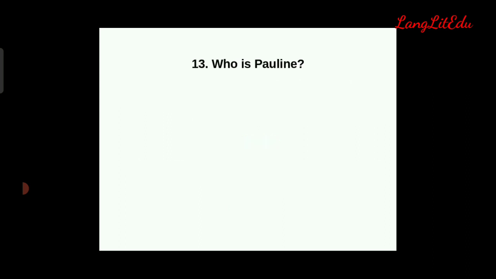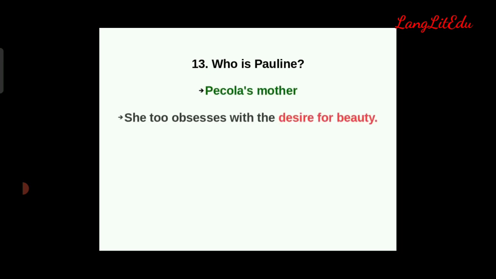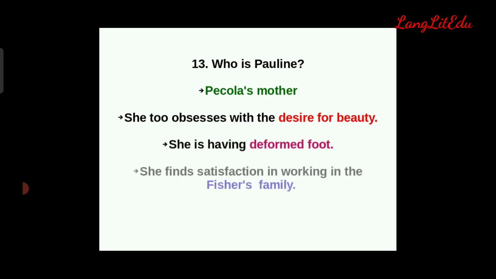Who is Pauline? Pauline is Pecola's mother, and she too is obsessed with the desire for beauty, and she has a deformed foot, and she finds satisfaction in working for the Fisher family.